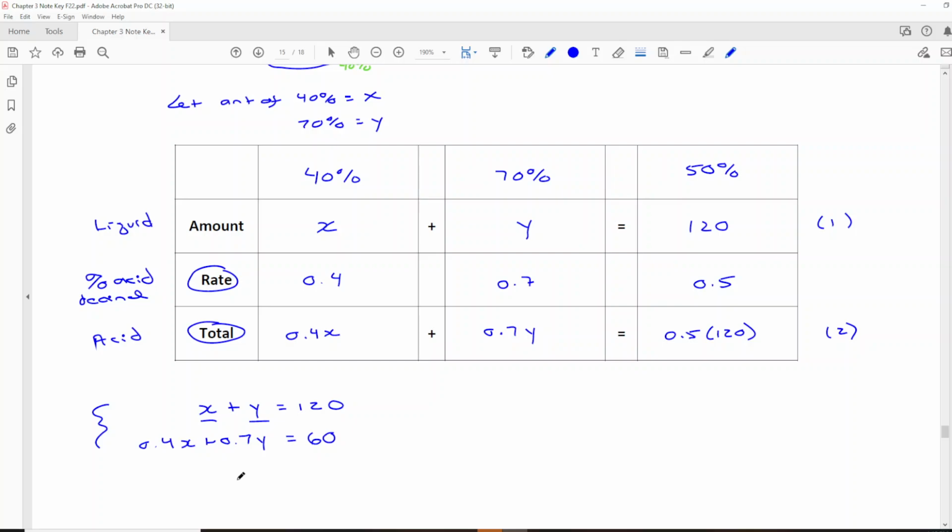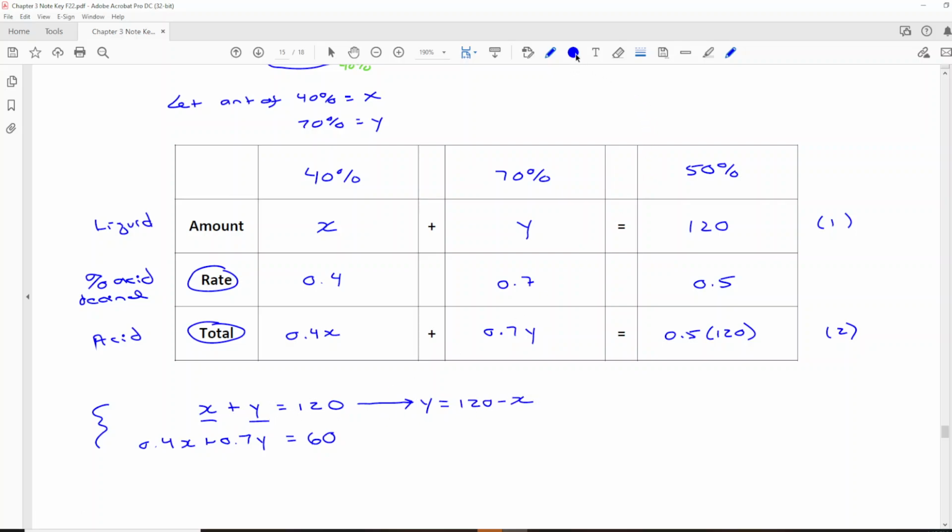I'm trying to think in my head how most people will do this. I'm going to solve by substitution, because it's how I see most people do it. But I do love that elimination. I do love multiplying this equation by 10 and then the top equation by -4, but it's totally up to you. I'm going to take this top equation and solve for y. So y equals 120 minus x, so I'm going to subtract x from each side.